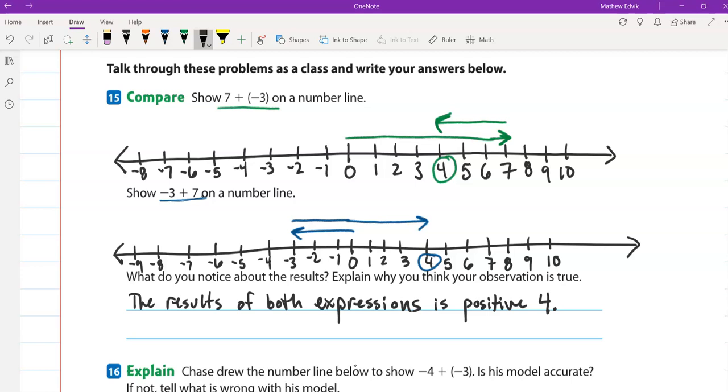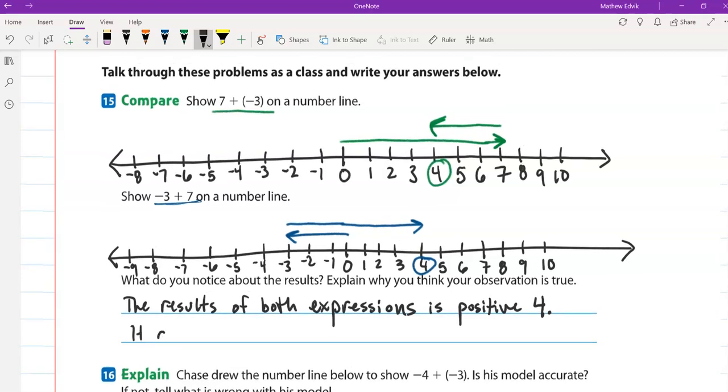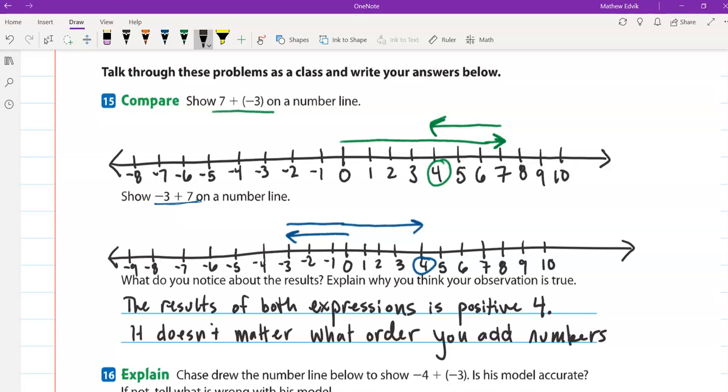And why do I think that my observation is true? And the reason that this is true is because it doesn't matter what order you add numbers. That's a B.